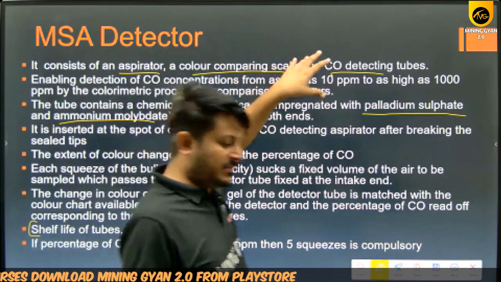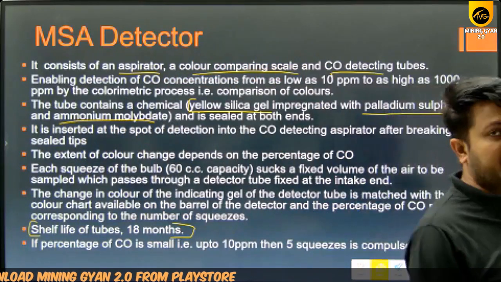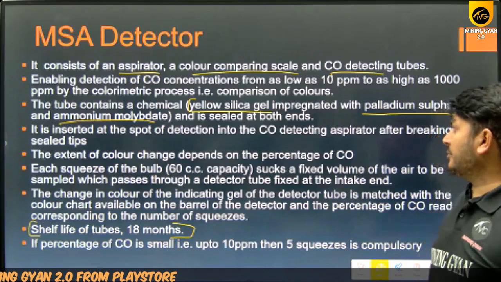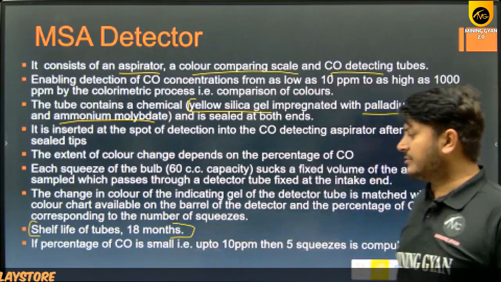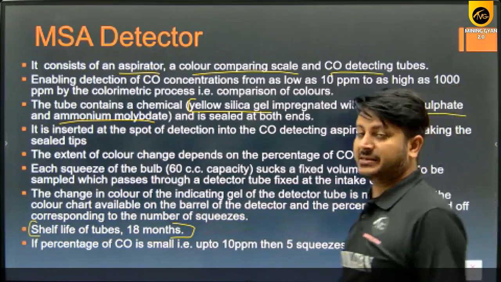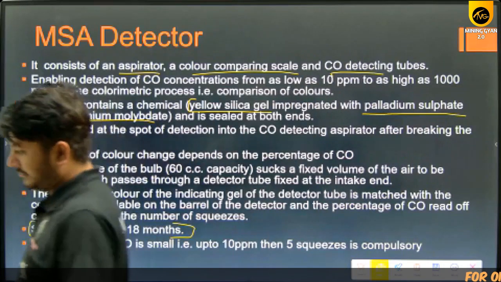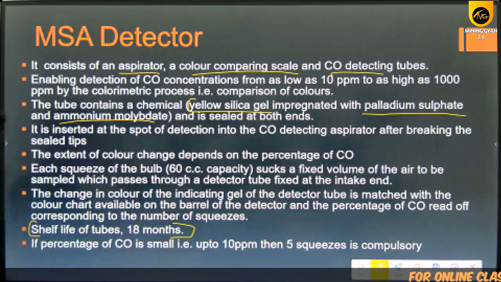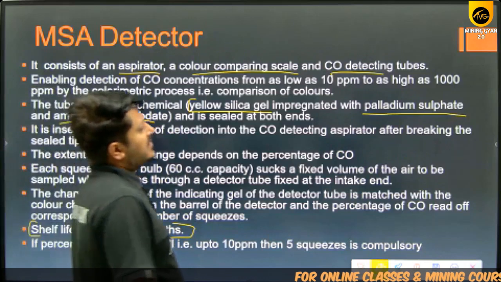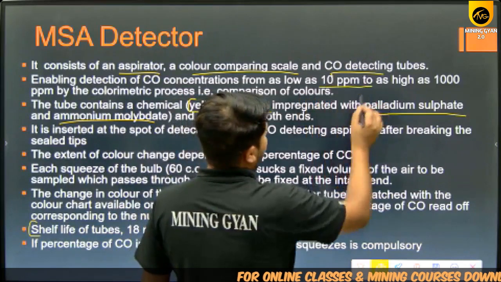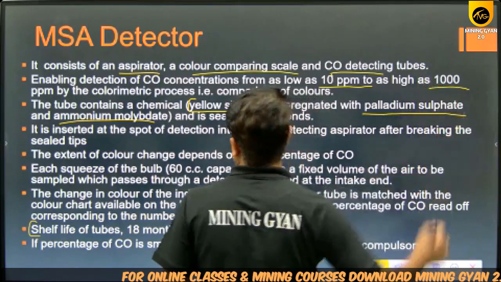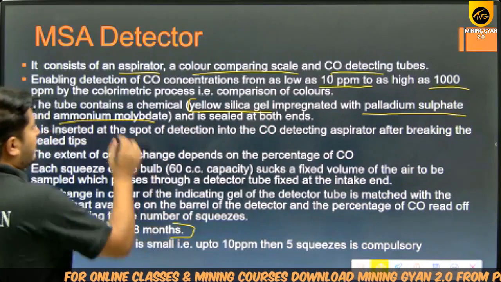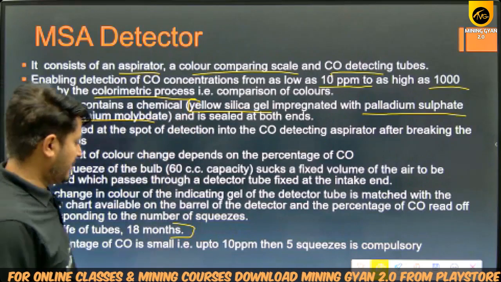Similarly, MSA has also made similar detector tubes, MSA detectors, but the shelf life of this is approximately 18 months. It is an upgraded version of Dragger detector tubes, and it measures as low as 10 ppm of carbon monoxide and as high as 100 ppm of carbon monoxide by the colorimetric process, comparison of the scale.